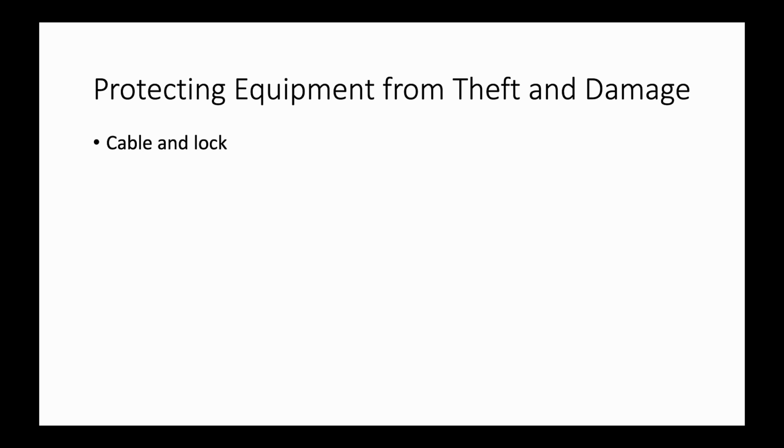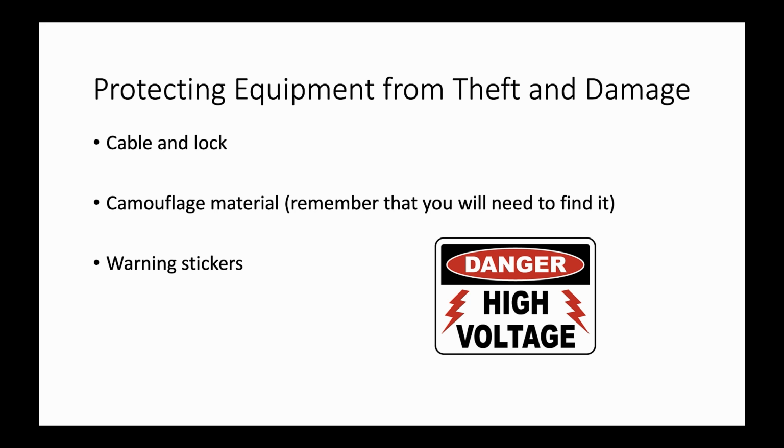In some sites, it's important to protect equipment from theft as well. Many recording units will have a way of putting a cable through them so that they can't be easily removed from the tree, along with a lock. You can also use camouflage material to make the recorders less visible if you're in a high theft area, remembering that you will need to find the recorder. So in this case, putting out flagging tape that is perhaps 5 or 10 meters away so that you can find the approximate site and then look carefully for the camouflaged recorder.